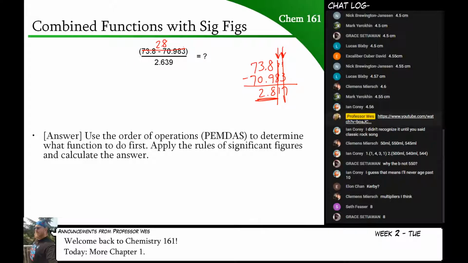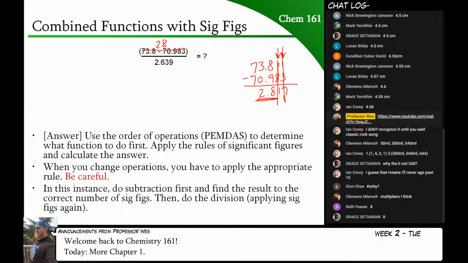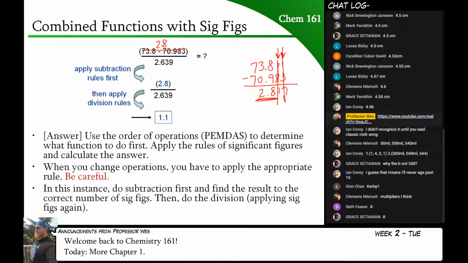Notice that the number I got for my result does not have the same number of sig figs as any of the other numbers do, and it ends up governing the number of sig figs that I have at the end. Because now we're doing division, and a 2-digit sig fig number divided by a 4-digit sig fig number is a 2-digit sig fig number.